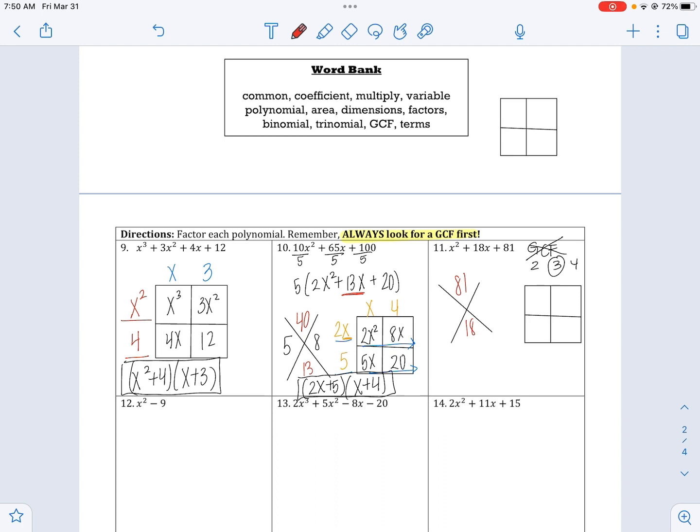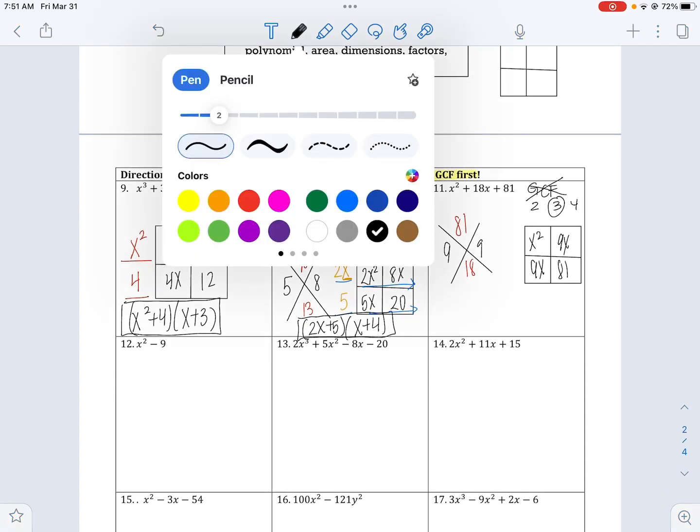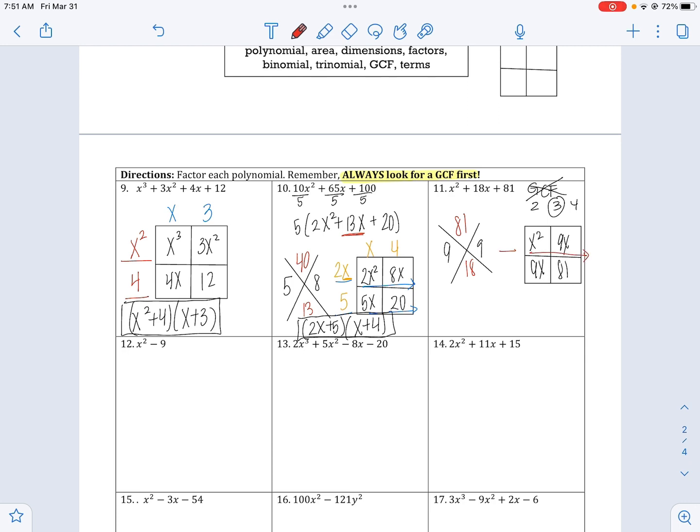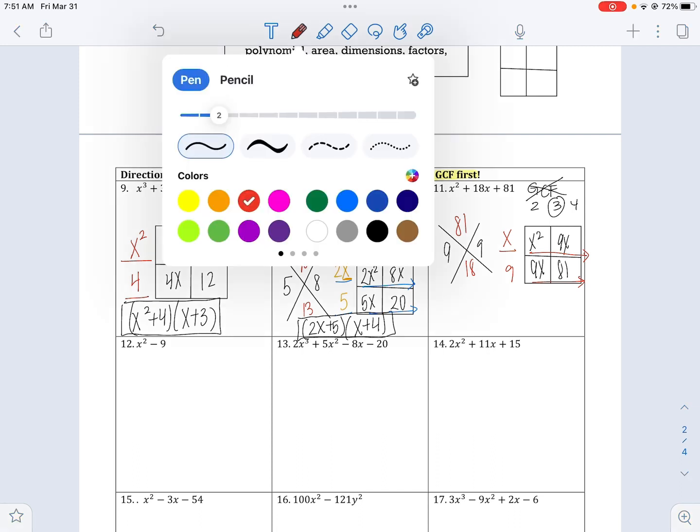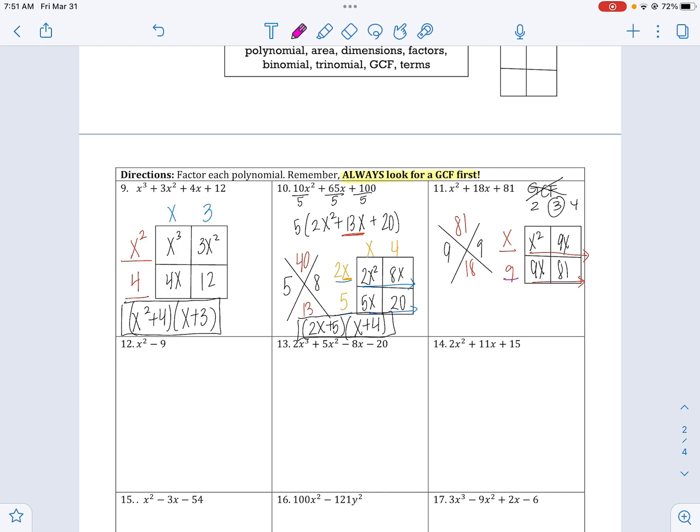Okay, two numbers that multiply to 81 and add to 18. Think about those, press pause. 9 times 9. Okay, x squared, top left, 81, bottom right, 9x, 9x. Find the GCF. From left to right, they have an x. Here, they have a 9. Work backwards: x times what gives me x squared? That's x. X times what gives me 9x? That's a 9. So here are your two factors. Yay, x plus 9 times x plus 9.